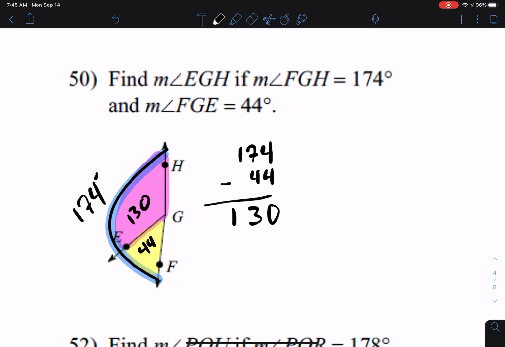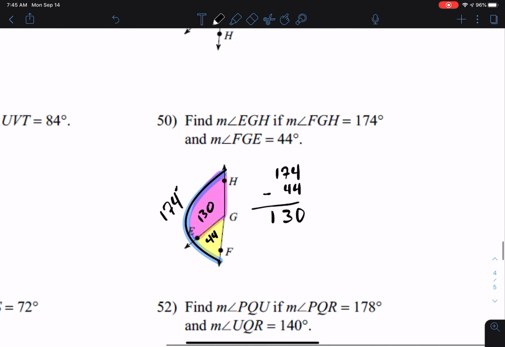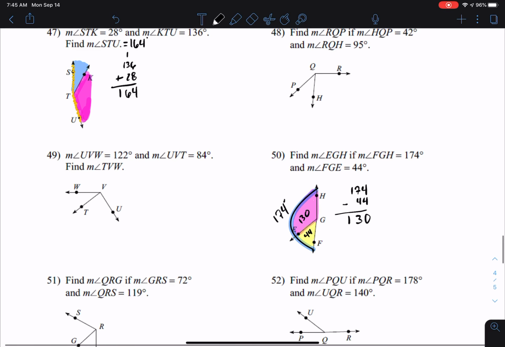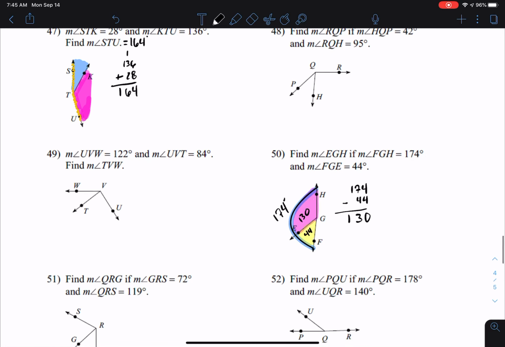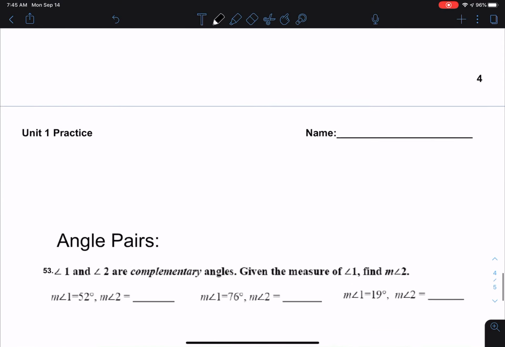Hopefully that makes sense. These should be super duper easy. It's just adding or subtracting. You're not even multiplying or dividing at all. It's just addition and subtraction. That's all you have to do. Keep moving along.